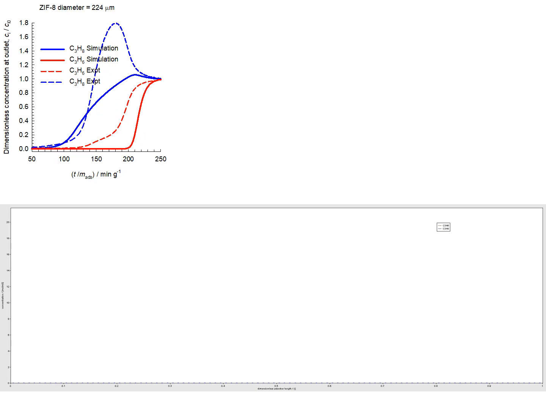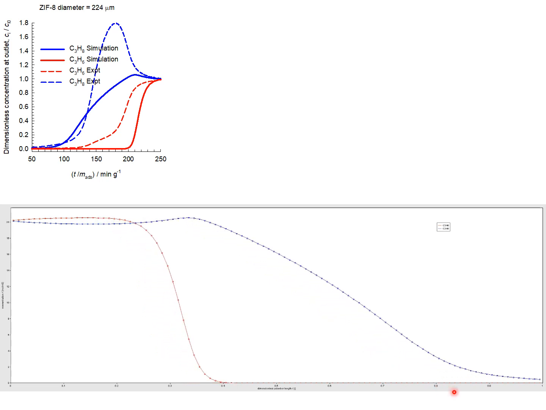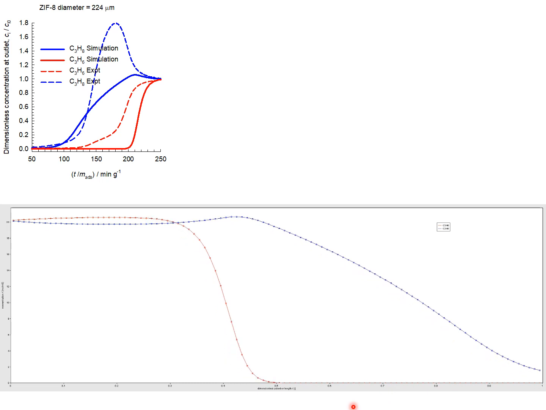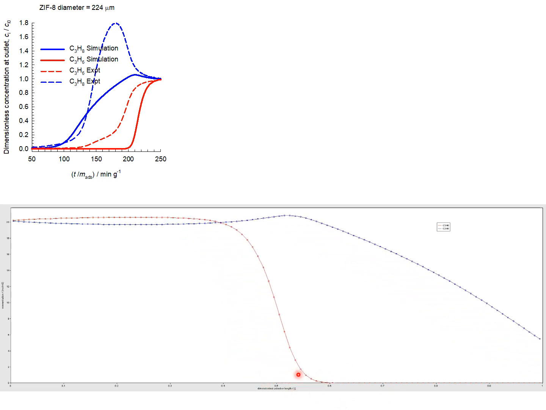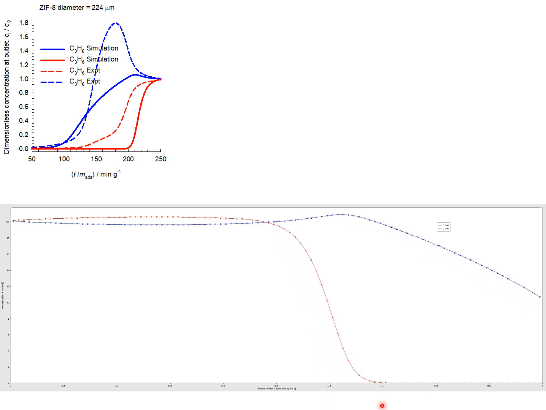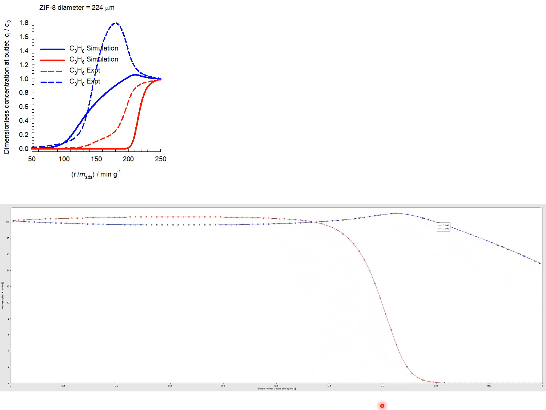We now examine the animations of the breakthrough simulations for a bed packed with C3H8 crystals with a diameter of 224 micrometers. The diffusional resistances are significantly higher, and the breakthrough of propane, which is shown by the blue line here, occurs significantly earlier than the breakthrough of the unsaturated propene. That is shown by the red line.